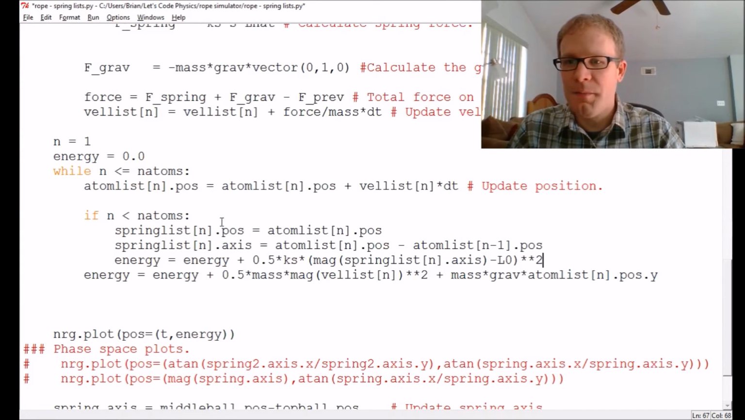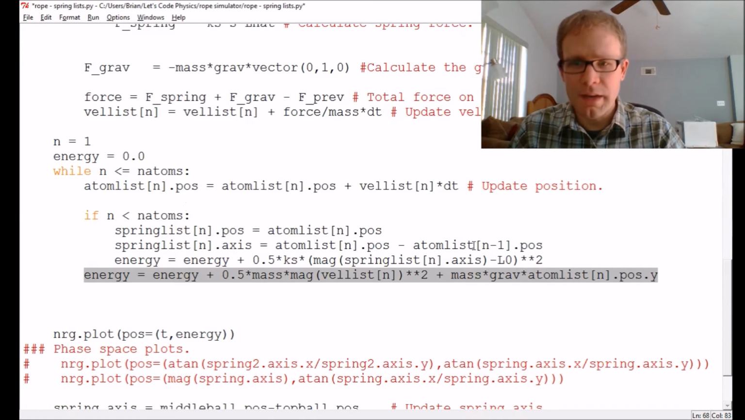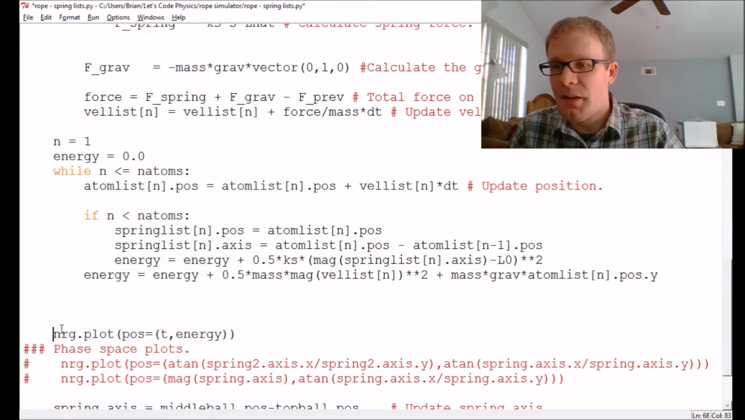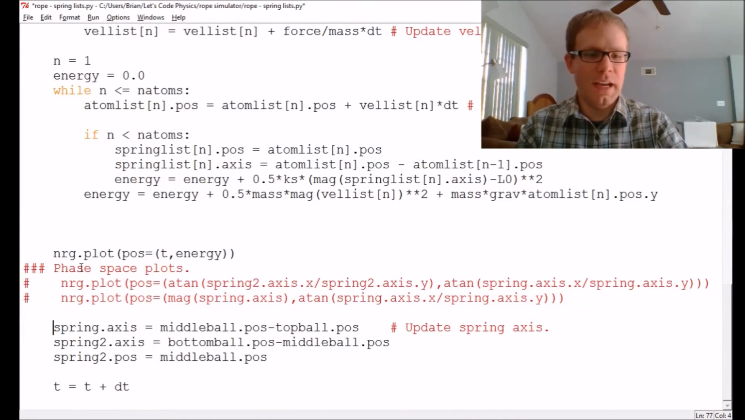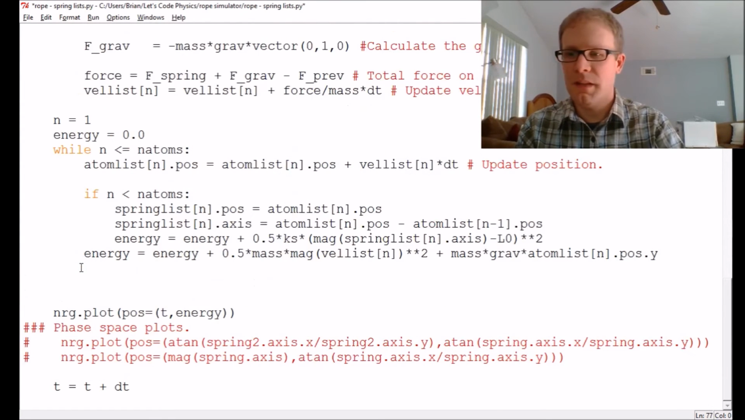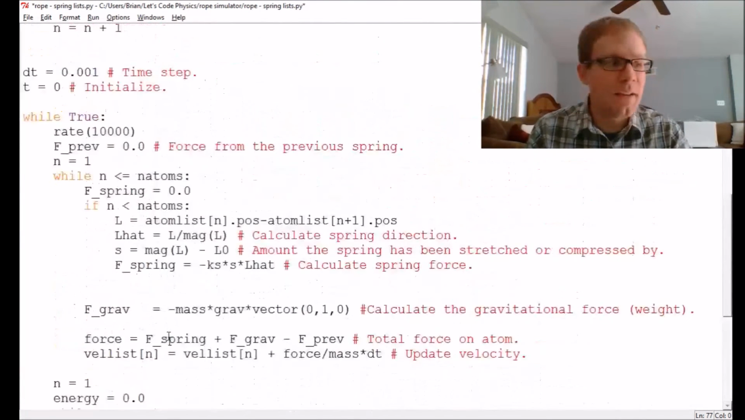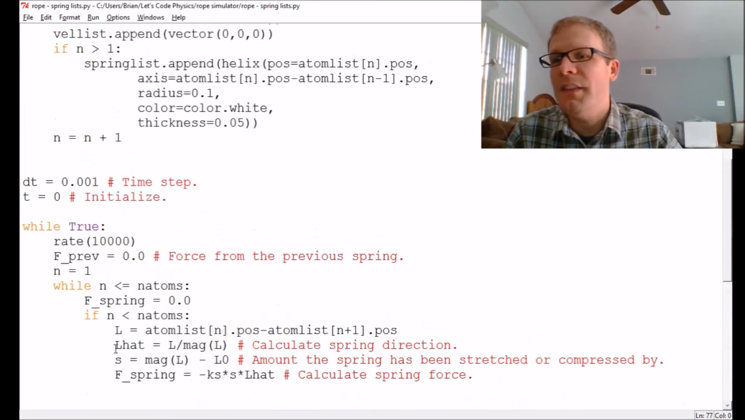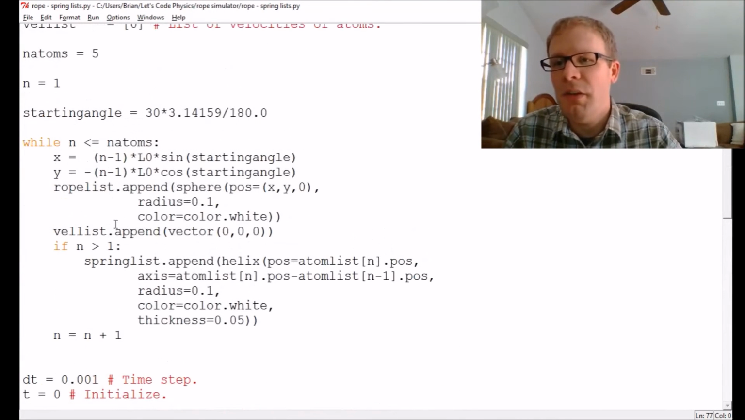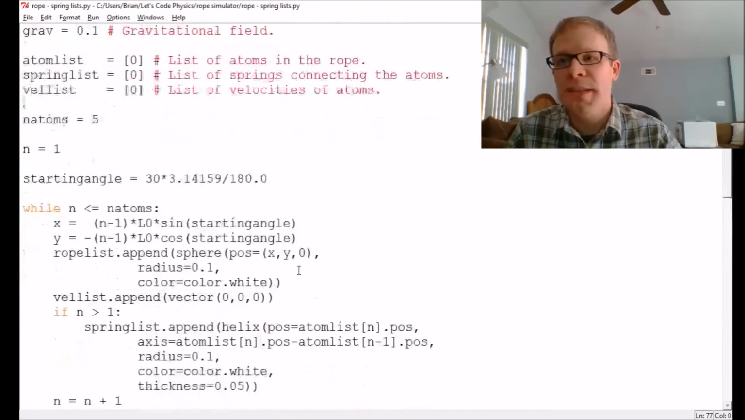So if n is less than n atoms, it goes through and updates the springs, and it always updates with the kinetic and gravitational potential energy. And then it'll plot the energy, and I can get rid of these. My t equals t plus dt. So we've really got the same code. So 20 minutes later, we've still got the same things happening in the code. It's just now we're keeping track of them through list items.